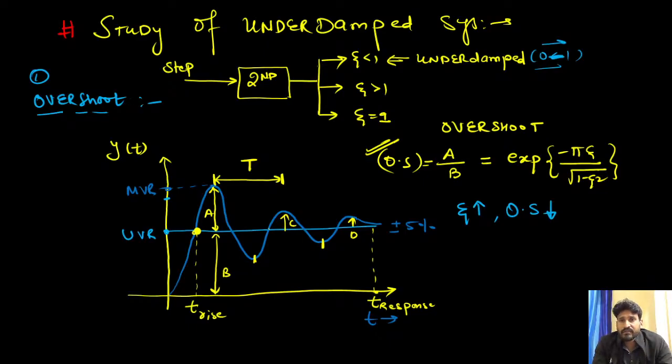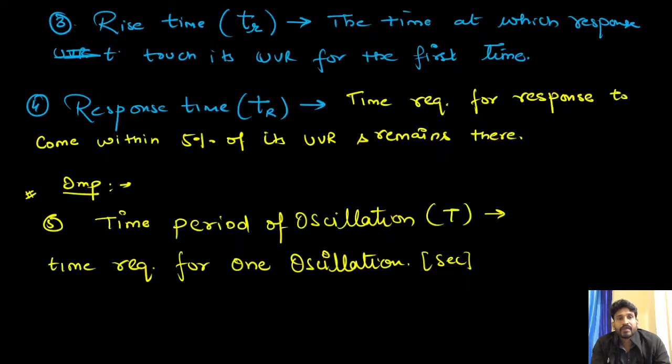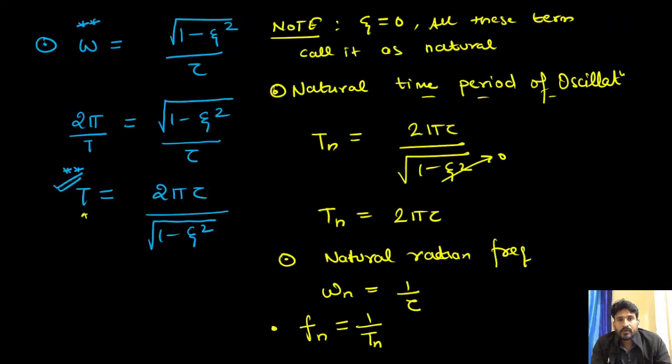If you have the zeta value, you can calculate the overshoot, and further with the help of the overshoot, which is the ratio of A by B, these constants A by B will help you to calculate the value of MVR and the UVR. Okay.